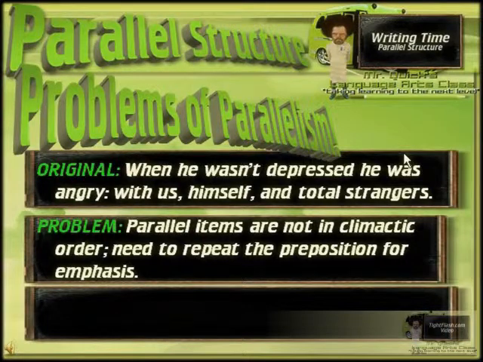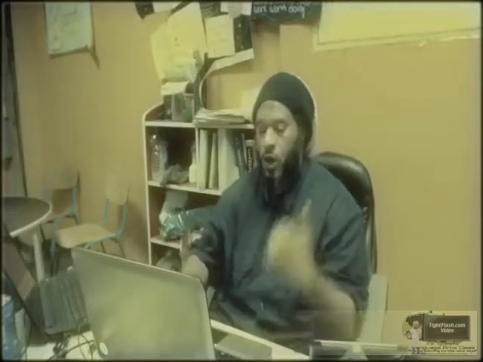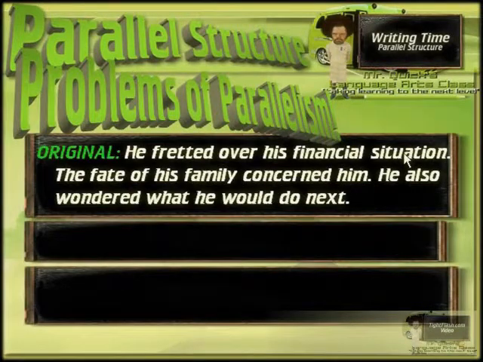And this is a little different than what we've been talking about before, because now we're talking about climactic order. And in climactic order, especially when you're dealing with yourself, it's usually going to be yourself out or yourself in. But I think it's usually going to be this way, coming in, because it's getting closer. So when you're talking about climactic order, you're talking about bringing that list closer to yourself. He wasn't depressed. He was angry with strangers, with us, and then with himself. And you can kind of get an idea of this climactic thing which ends with this.